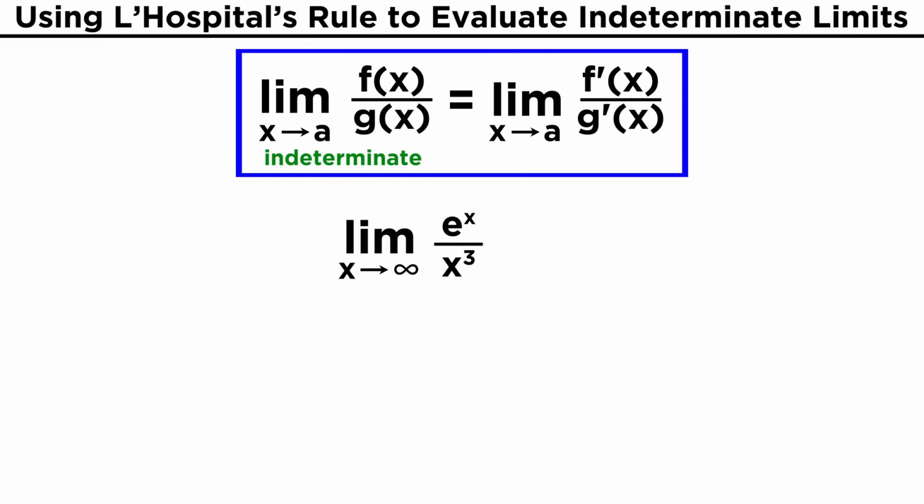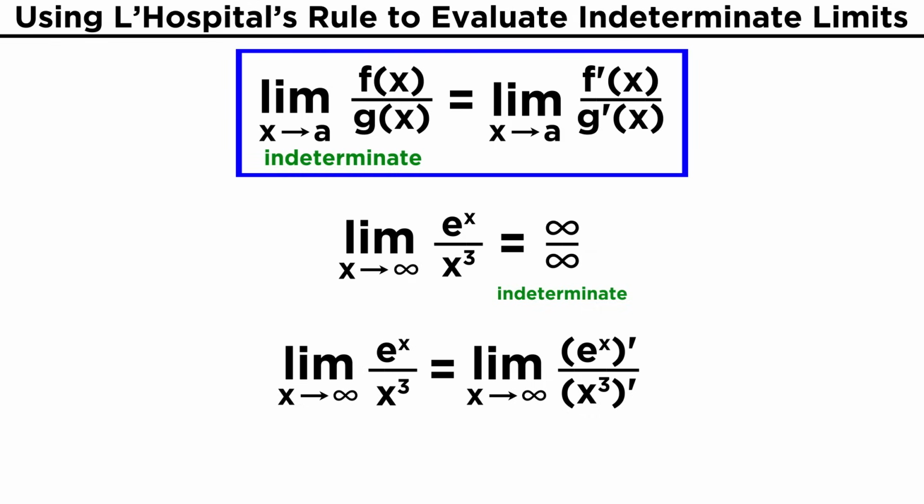How about the limit of e to the x over x cubed as x approaches infinity? Now this one doesn't give us 0 over 0. It gives us infinity over infinity, which is still an indeterminate form. So let's use L'Hopital's rule. Taking the derivative of the top, this will remain e to the x. Taking the derivative of the bottom, we get 3x squared. This is still infinity over infinity, unfortunately.